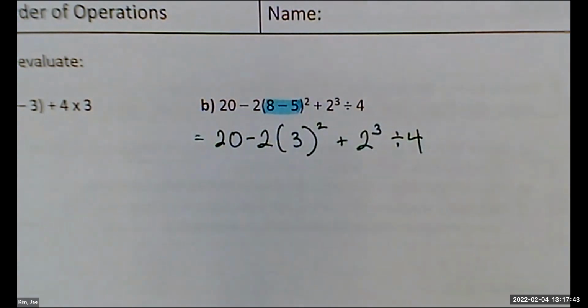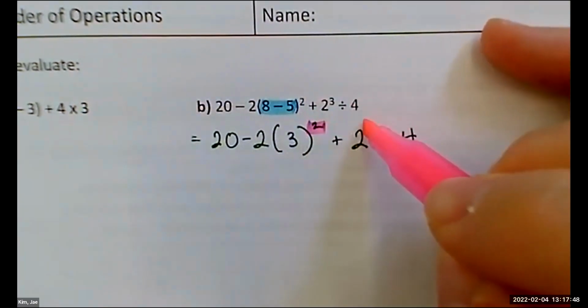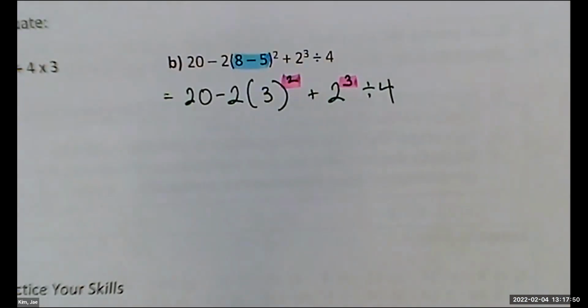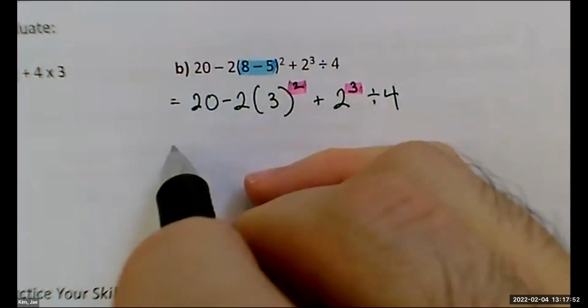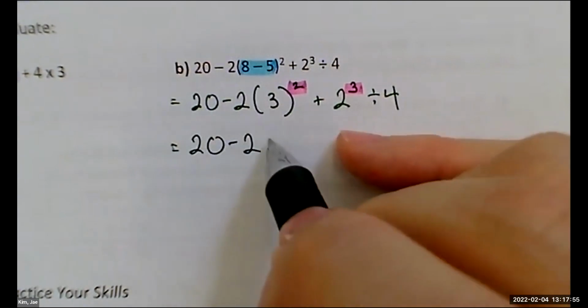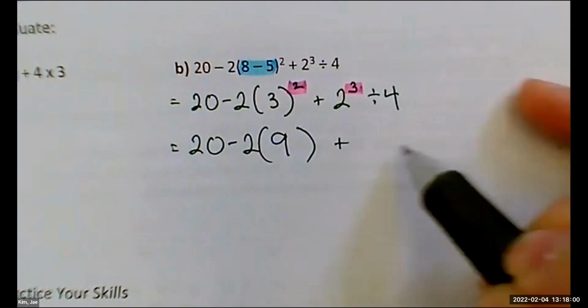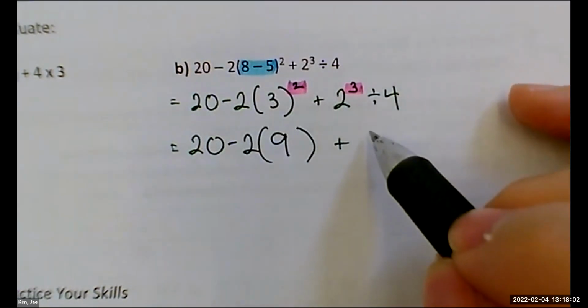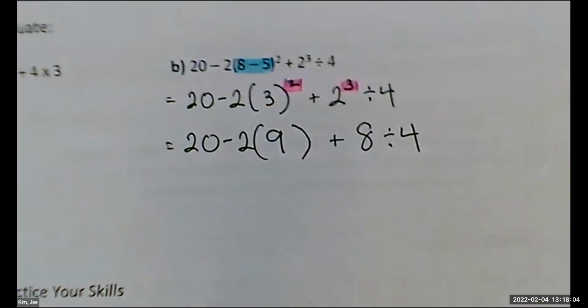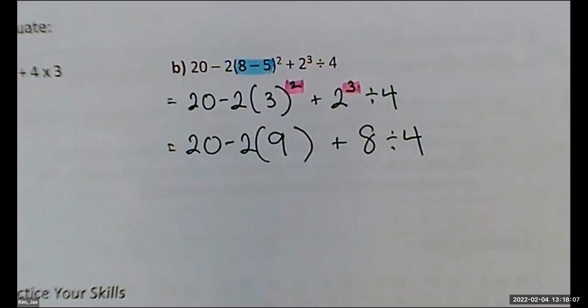Next, let's use a different color. I see an exponent here and I see an exponent here. By BEDMAS, that has to come first. So 20 minus 2 times 3 squared, 9, 2 cubed, 8, divided by 4. All right, B is done, E is done, division, multiplication.